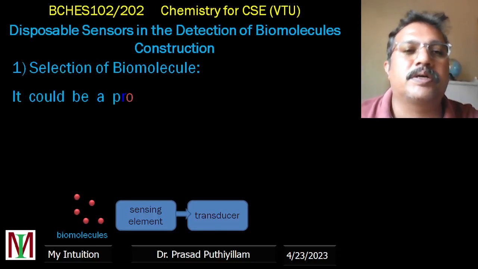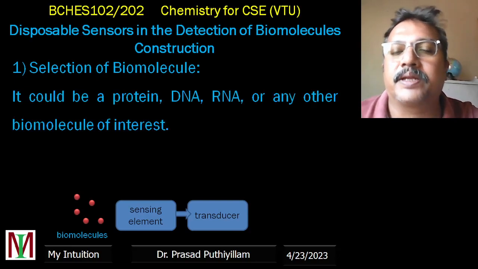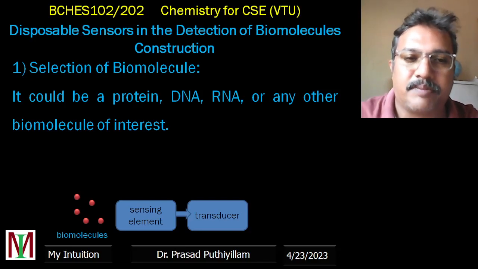Construction of a disposable sensor for the detection of a biomolecule. First, selection of a biomolecule as a sensing element. It could be a protein, DNA, RNA, or any other biomolecule of interest. That is the sensing element selection.